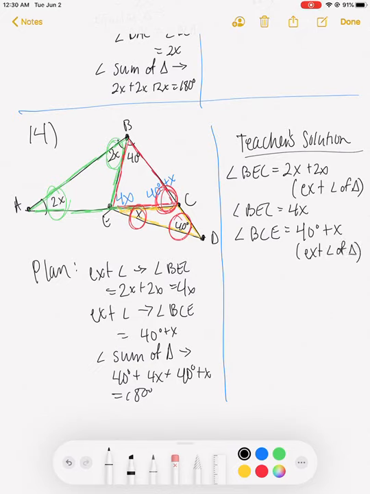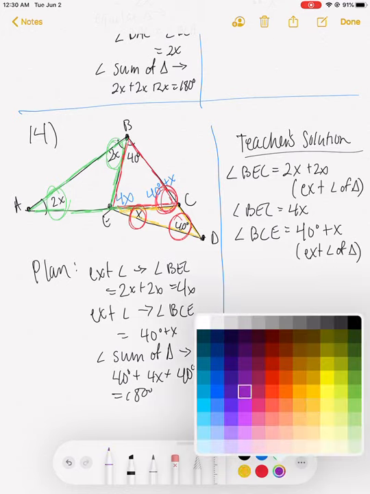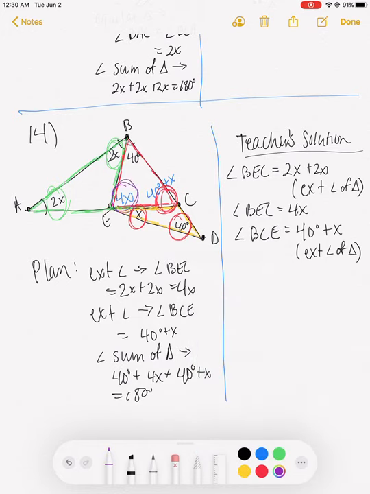Okay, so we have those equal to each other. Now the 40 was given to us, and so I'm going to circle that again in purple. We're going to do angle sum of triangle with this angle, and this angle. So we have 40 degrees plus 4x plus 40 degrees plus x. I put those in parentheses because they are one angle. Set that equal to 180 degrees. And my reason is angle sum of triangle.